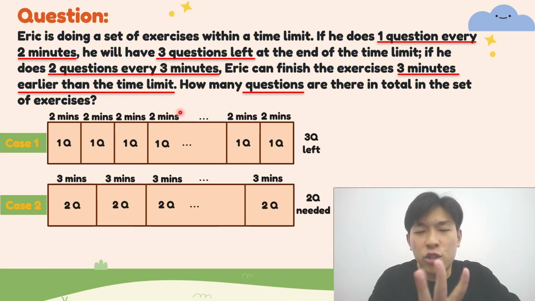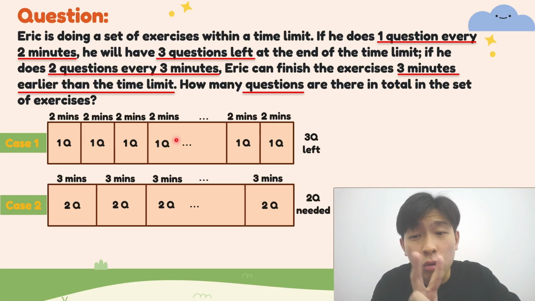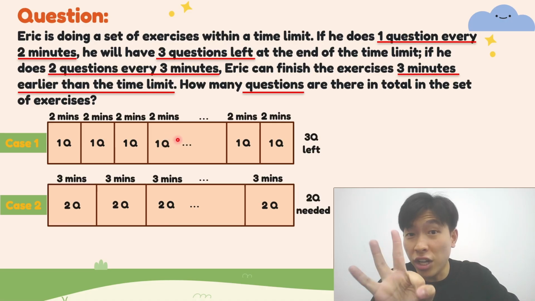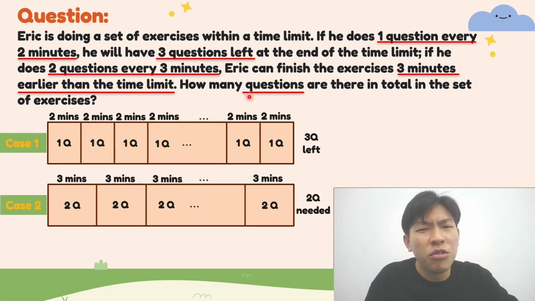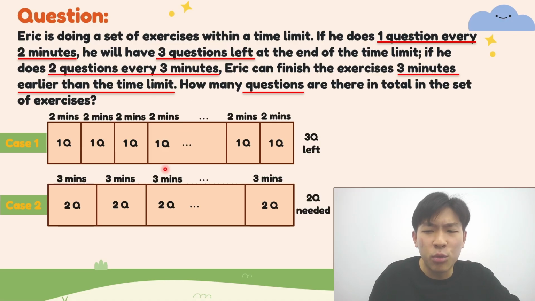I know that if I change to 4 minutes, how many questions? 2. I change to 6, how many questions? 3. But if I change to 3 minutes, how many questions do I have? That is very hard to calculate, right? So, I don't think we can change 2 minutes to 3. Similarly, we can't change 3 minutes to 2.